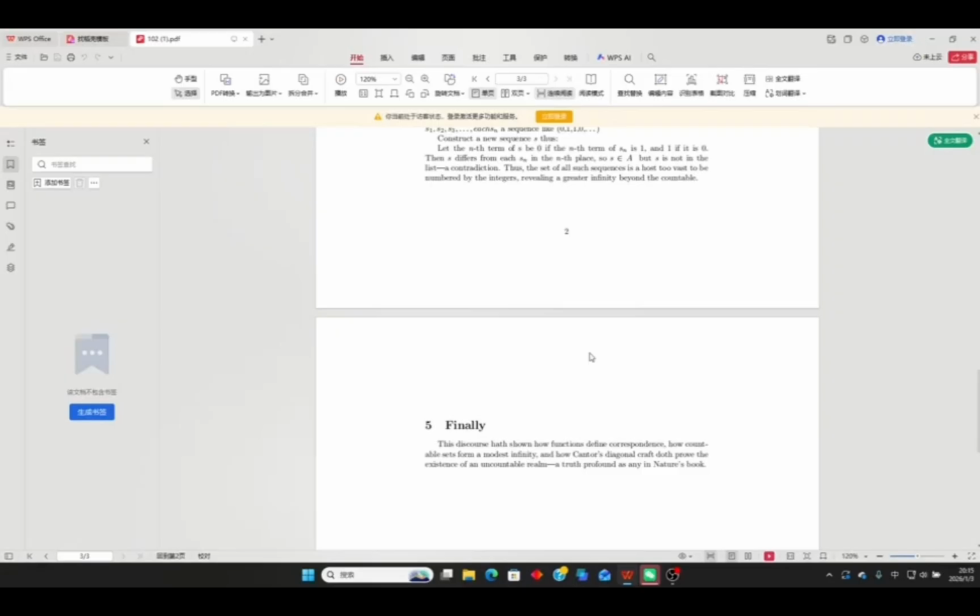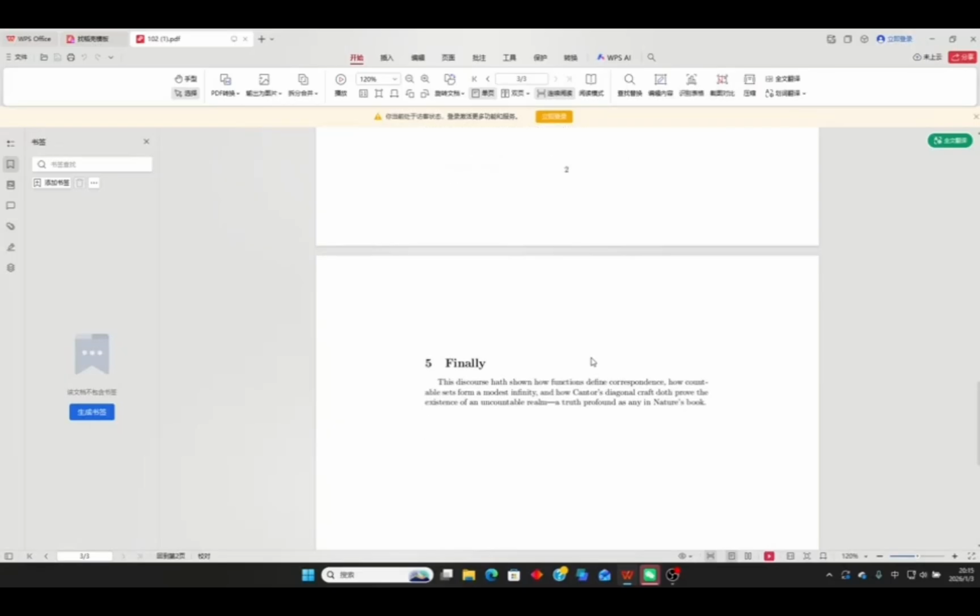This new sequence S is different from every sequence in the list. So S is in A but not in the list, a contradiction. Therefore, A cannot be listed, so it is uncountable. So we make a conclusion.